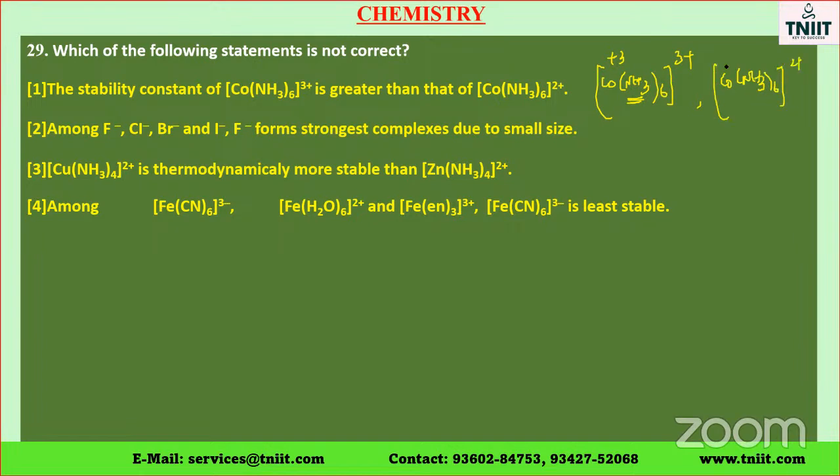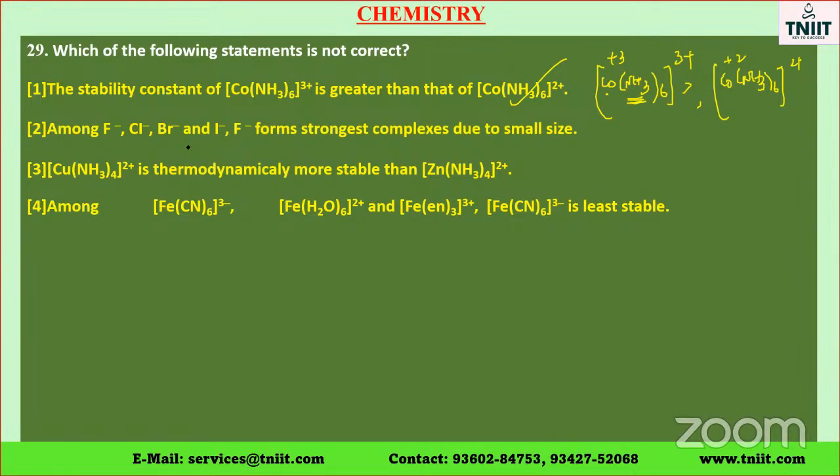The charge on cobalt is +2 here. Now remember, the greater the charge on the metal ion, the more the stability. So, cobalt 3+ and cobalt 2+: the greater the charge on the metal ion, this cobalt has a +3 charge. Therefore, this statement is correct.